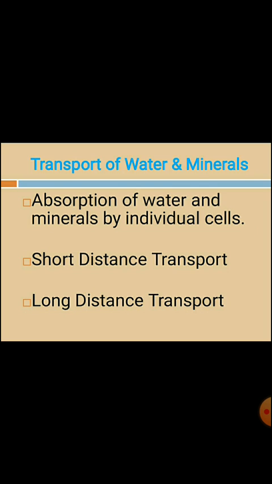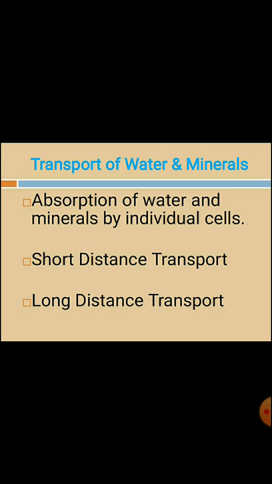Absorption of water and minerals by individual cells, for example from soil by roots here. Short distance transport, also known as movement of water through root tissue, cell to cell movement in the cortex of the root. The third level is long distance transport, the conduction of water through the plant body, or ascent of sap, the upward movement through xylem vessels.